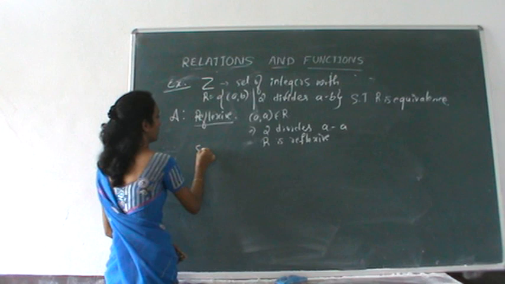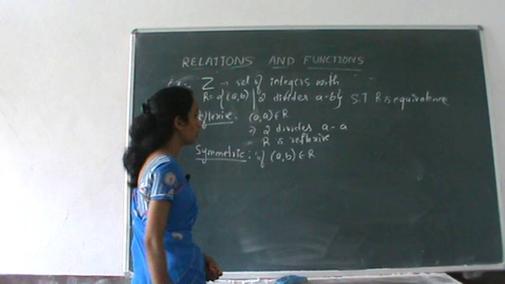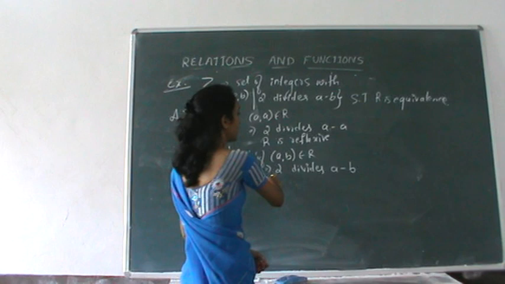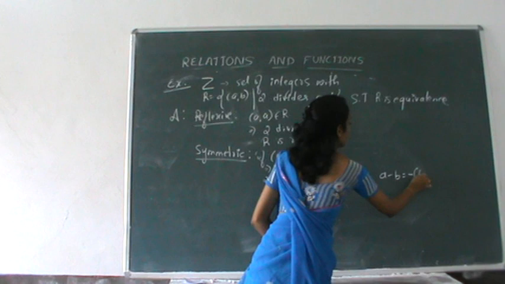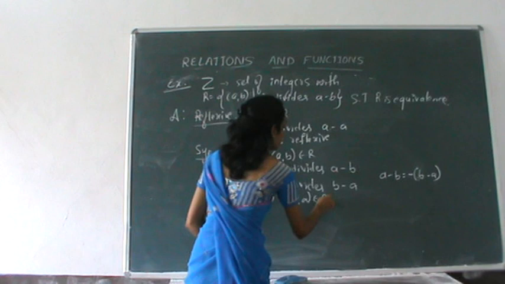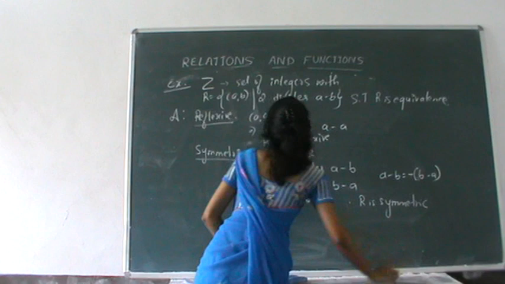Next, symmetric relation. If (a, b) belongs to R, then according to this relation, 2 divides a minus b. If 2 divides a minus b, then 2 divides b minus a also, because a minus b can be written as minus of b minus a. Therefore, 2 divides b minus a. This implies (b, a) belongs to R. So (a, b) belongs to R implies (b, a) belongs to R. Therefore, R is symmetric. Next, we will check for transitive relation.